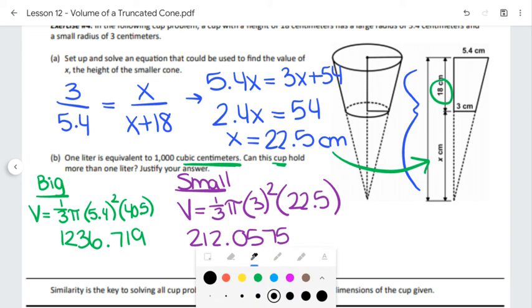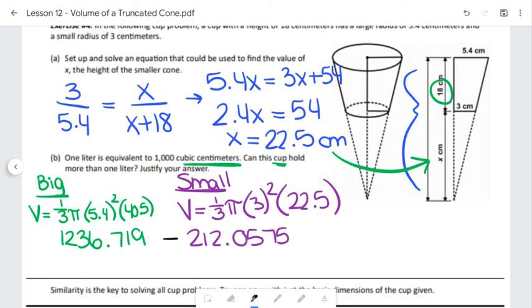And to find the overall volume, we subtract those two values. So if you did it right in your calculator, you should be able to pull that right in and subtract them both. And I get 1,024.661686.